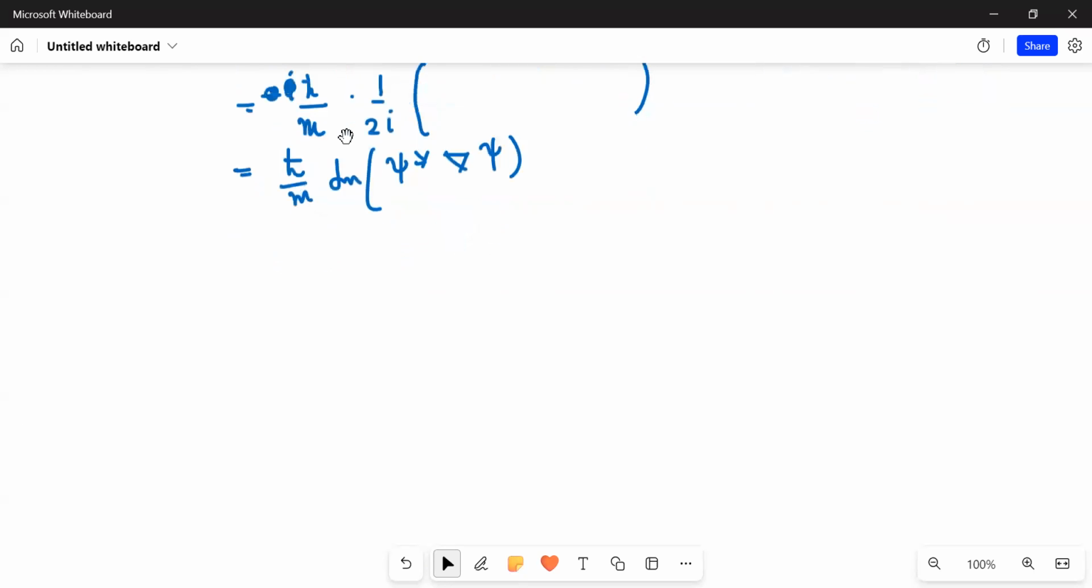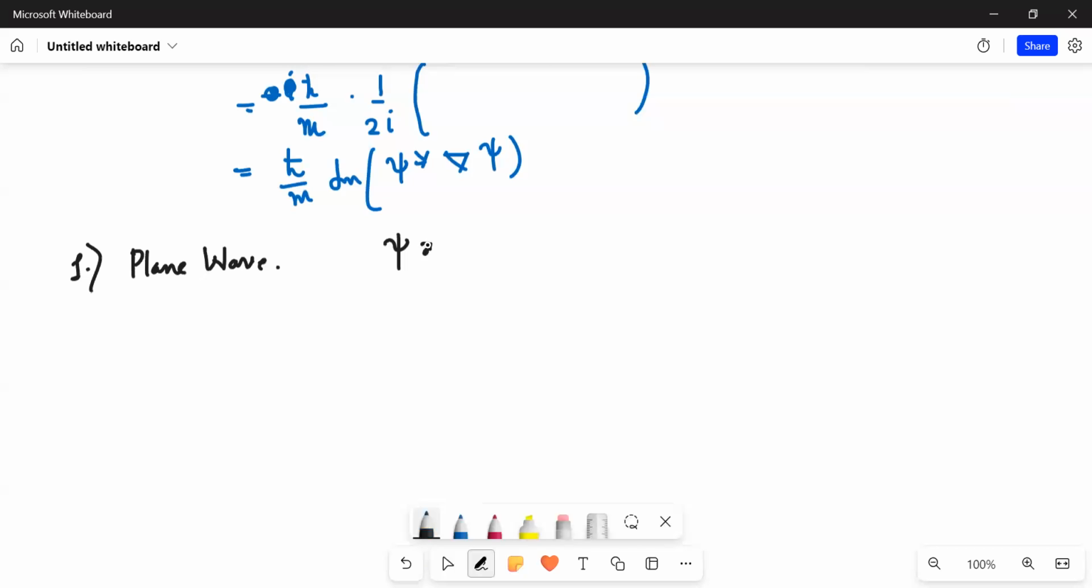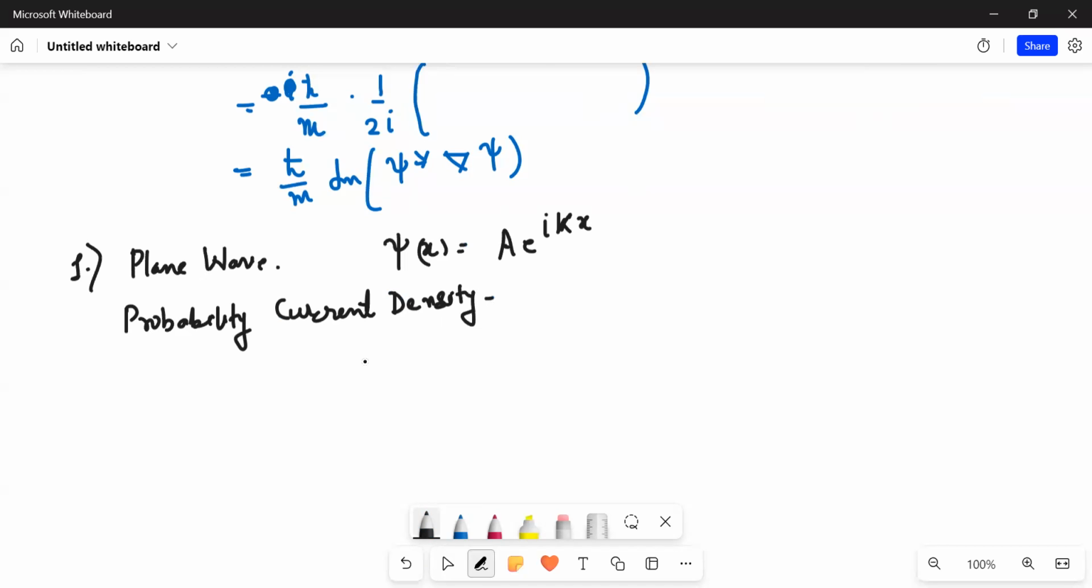Okay, is that clear? Good. So now we'll take some examples. Let us first take the case of the plane wave, and a few things I'm going to directly write. For a plane wave, the wave function in one dimension is psi(x) = A e^(ikx), and we want to find the probability current density for this wave function.